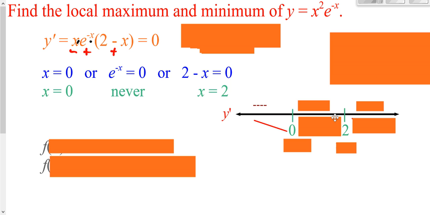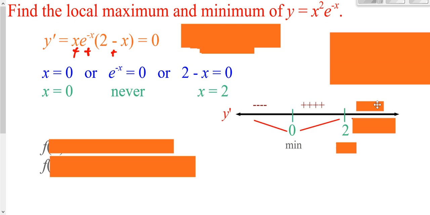You could try a number in between, like 1, which is in between your 0 and 2. And if you do that, 1 here is positive. E to this is positive because e to any power is positive. 2 minus 1 is positive. If everything is positive, you know you multiply and you get a positive. So you know you then have to be going up. So therefore, this is a minimum.